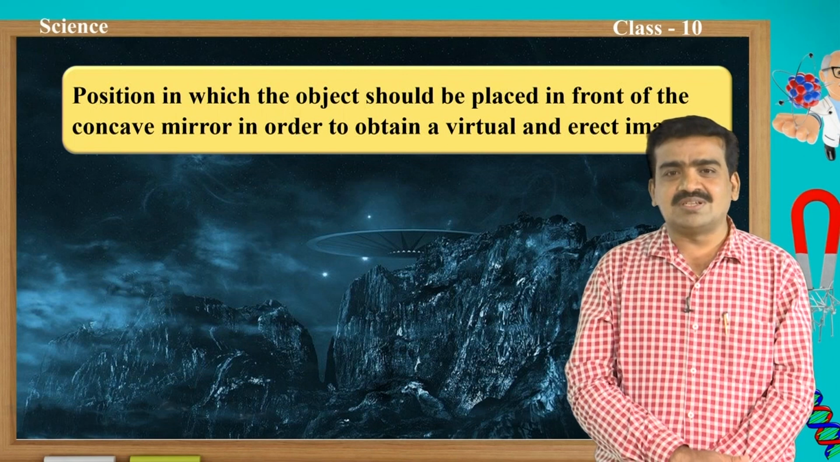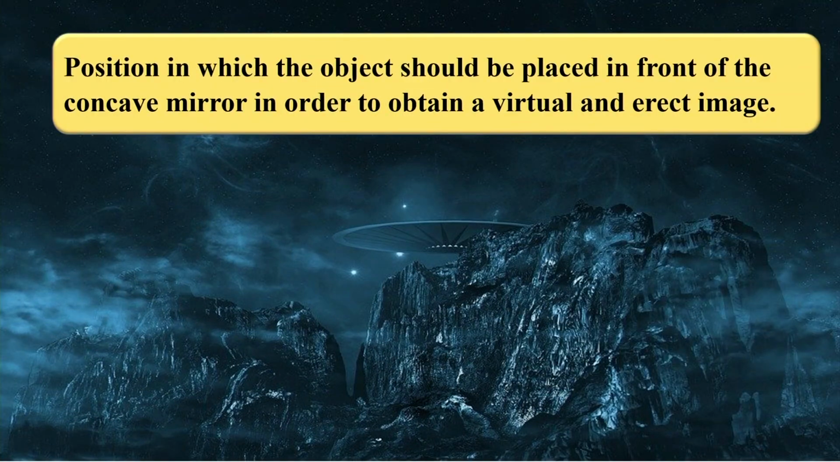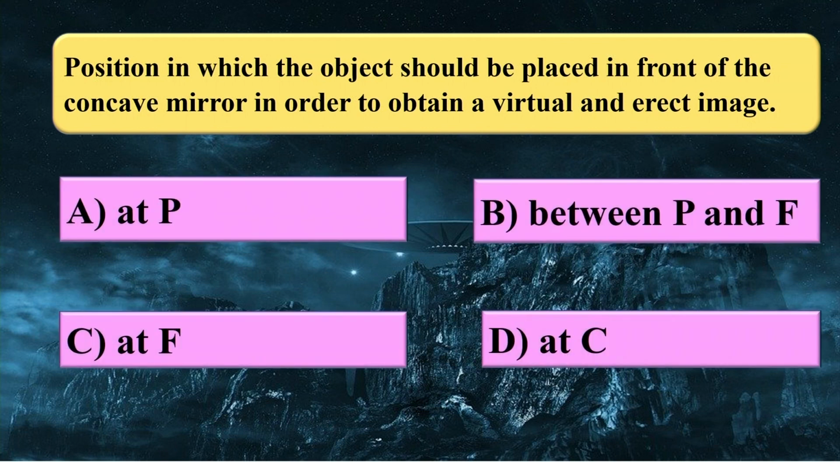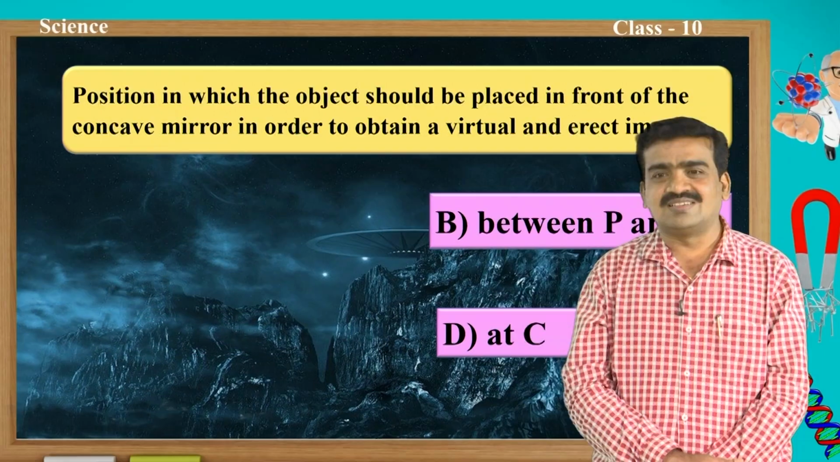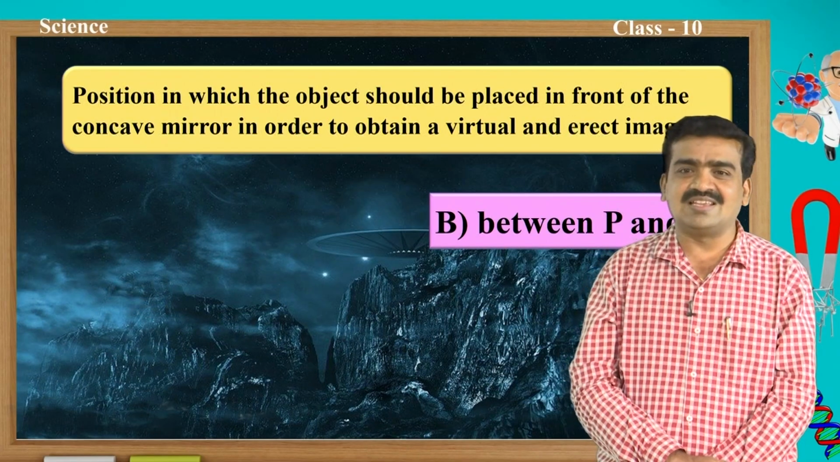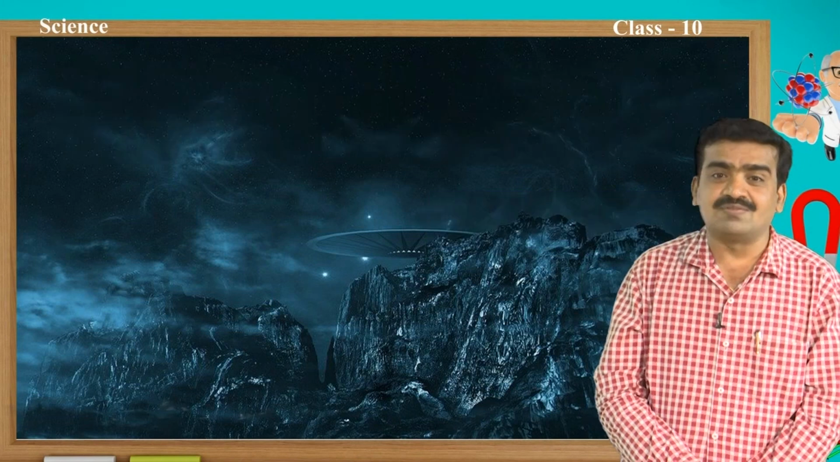Now, come to the next question. In which position should the object be placed in front of a concave mirror in order to obtain a virtual and erect image? Where do we have to place it to get a virtual and erect image? Just remember the important points I had given earlier, and you have 4 options: Option A is at P, B between P and F, C at F, D at C. What is your answer? Yes, you have chosen correctly. The answer is between P and F.